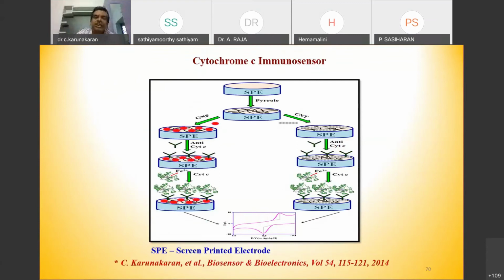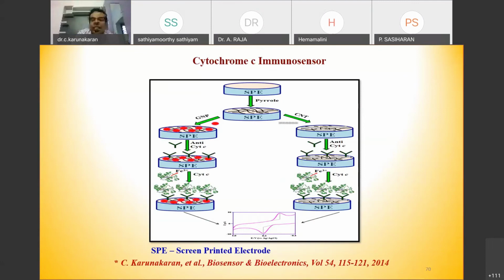We have also developed the cytochrome C immunosensor, using antigen and antibody. So instead of cytochrome C, we have used cytochrome C antibody. We have immobilized the cytochrome C antibody on the same electrode by the same procedure. Similarly, we have developed an electrochemical immunosensor for copper zinc superoxide dismutase.